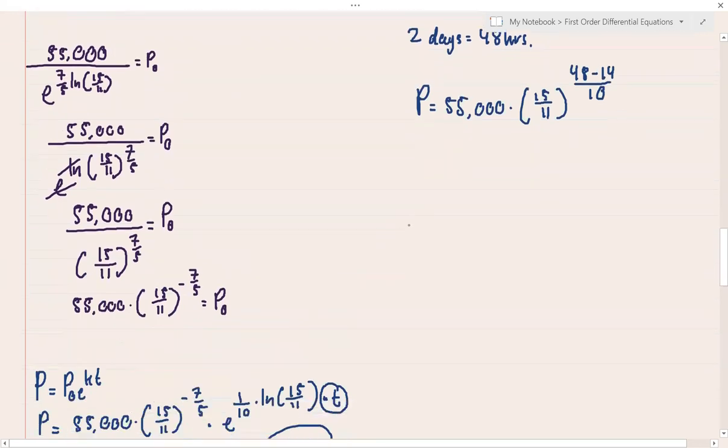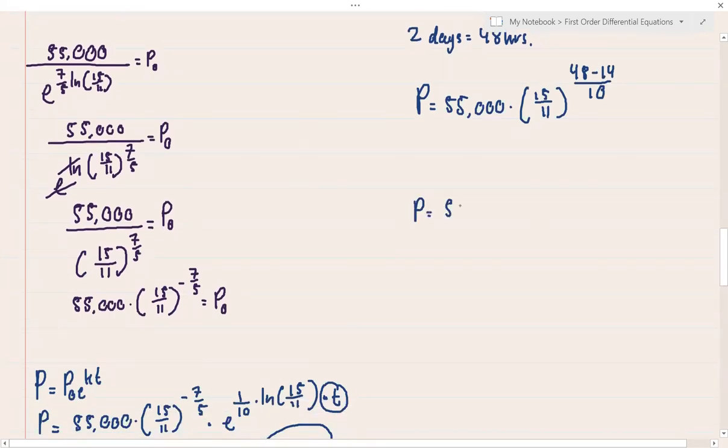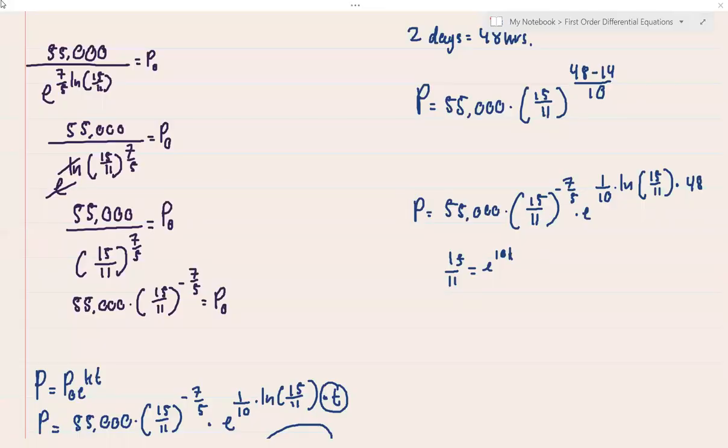And let's try the long formula too. That's 5,000 times 15 over 11 raised to negative 7 over 5, times e raised to 1 over 10 times ln of 15 over 11 times t, or 48. Let's get our calculator. I saw the result. Both of them are actually the same when calculated using your calculator.